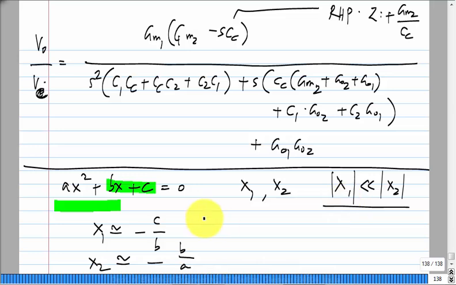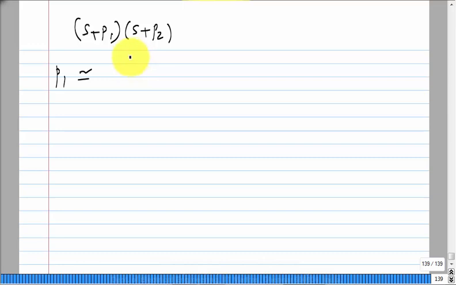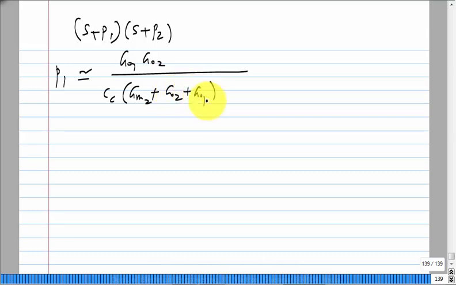So, that is what we calculate. If I take this denominator and write it as s plus p1 times s plus p2, remember minus p1 and minus p2 are the poles of the system. So, p1 is approximately this divided by that one. P1 is the lower frequency pole. P1 comes from neglecting the a x square term. So, we will get gO1 gO2 divided by CC gm2 plus gO2 plus gO1 plus C1 gO2 plus C2 gO1. So, this itself is an approximate expression.